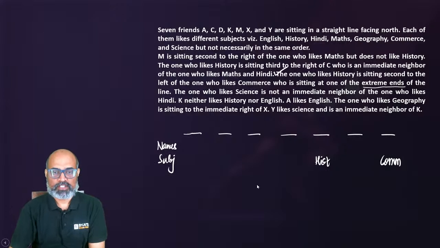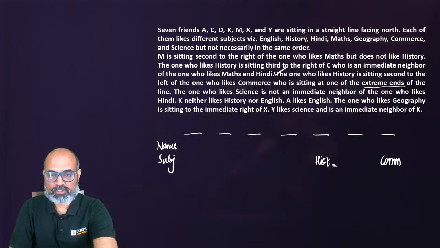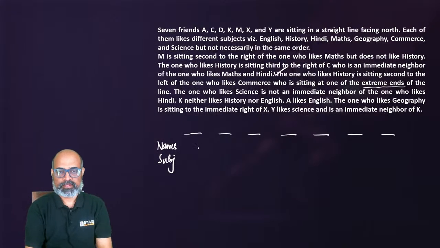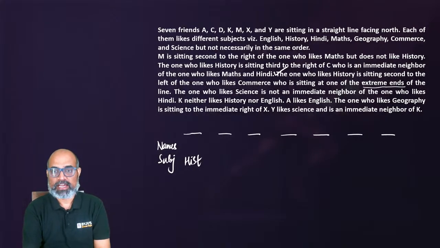Okay. Since there is not a comma, actually this history and commerce will move here. So this is your history. So the guy who likes history is sitting at one of the extreme ends, and he's also sitting second to the left of the guy who likes commerce. So this is how we need to put it.